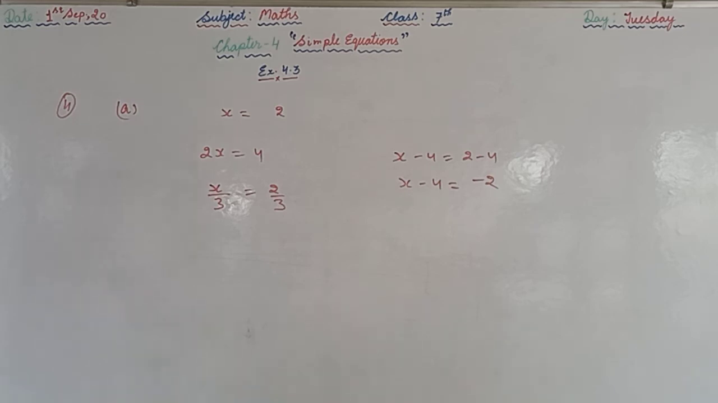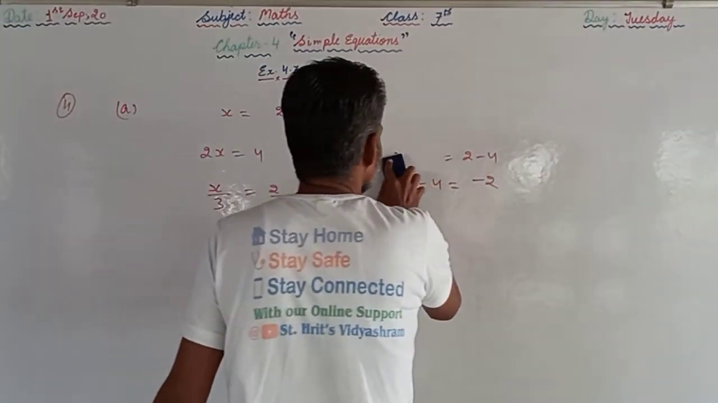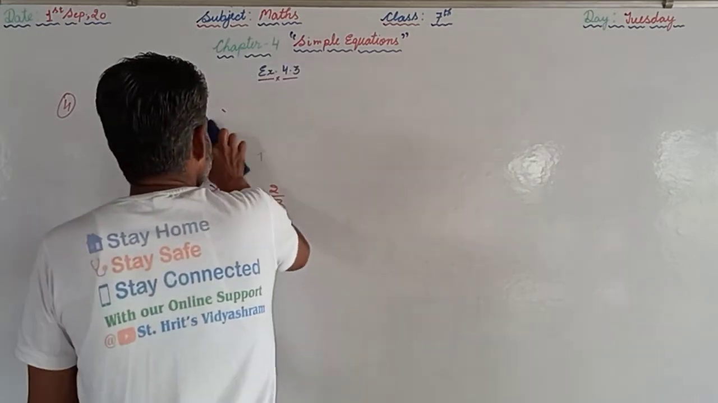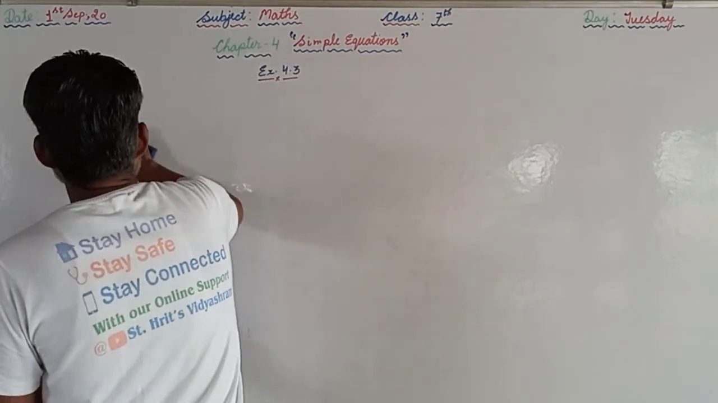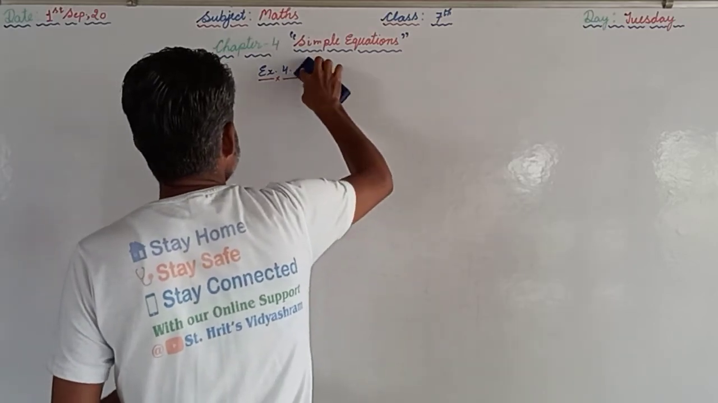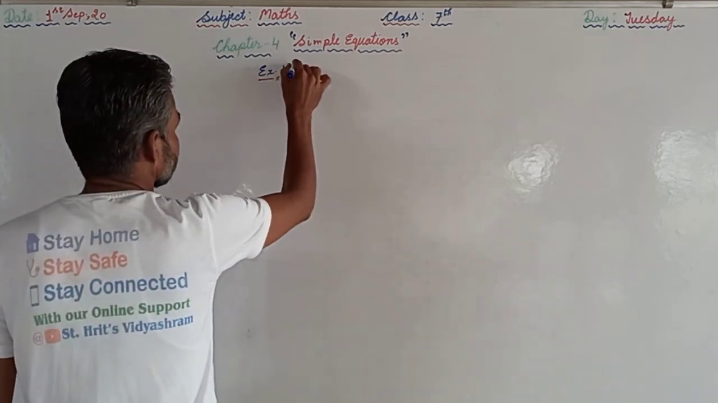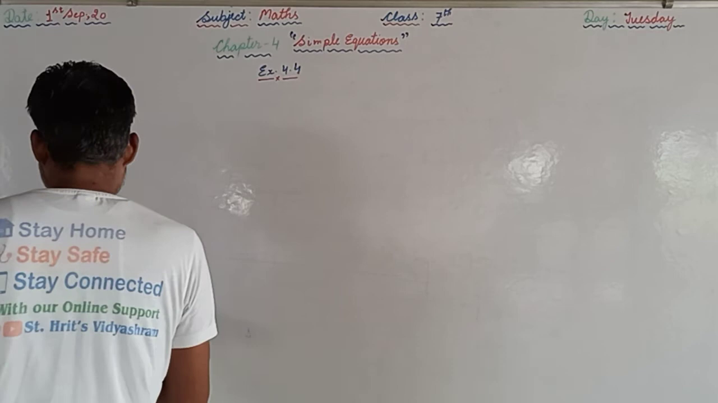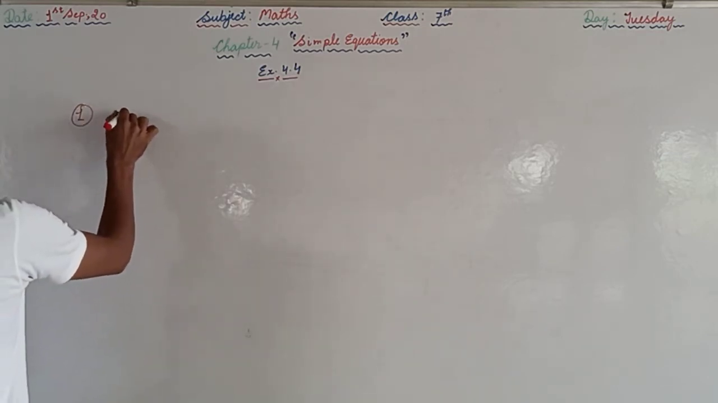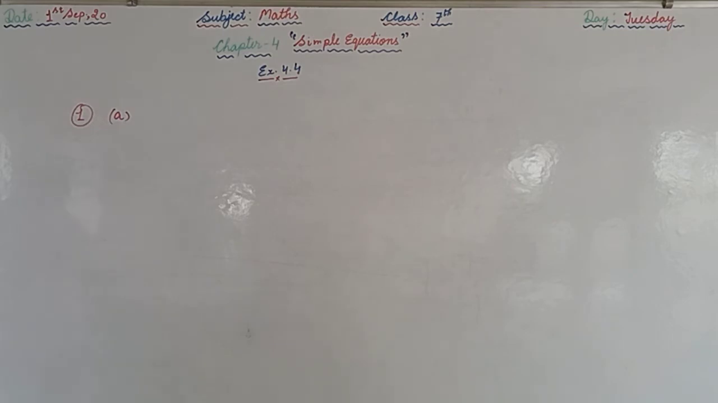Now we are supposed to discuss some questions from exercise 4.4. We are supposed to start with question number 1, and we will take the first part, that is: add 4 to 8 times a number, you get 60. In this question we are supposed to set up the equation and solve it to find the unknown number. Let the number be x.